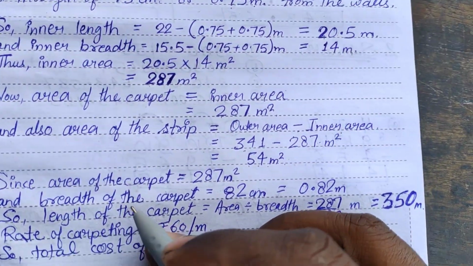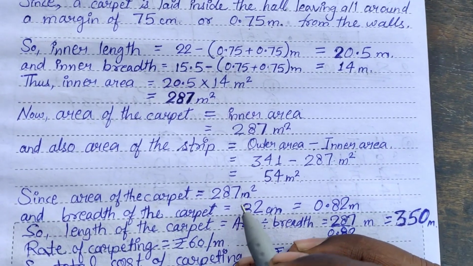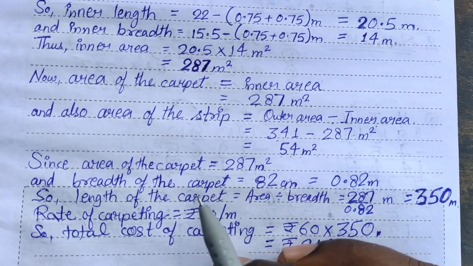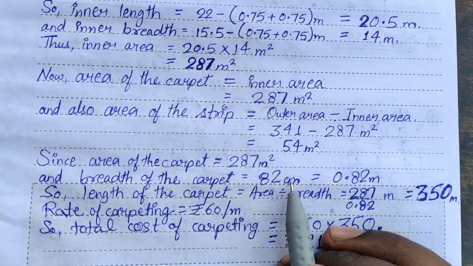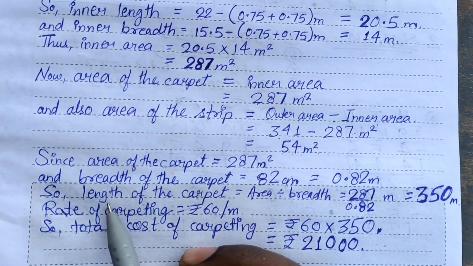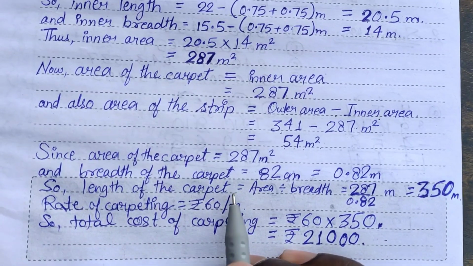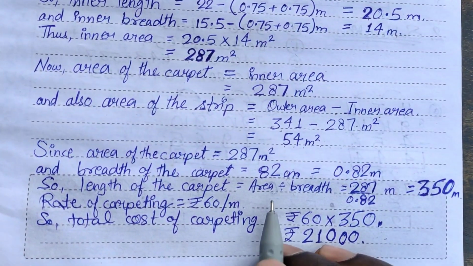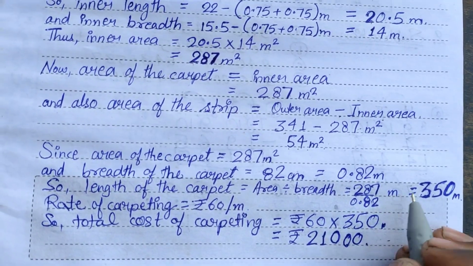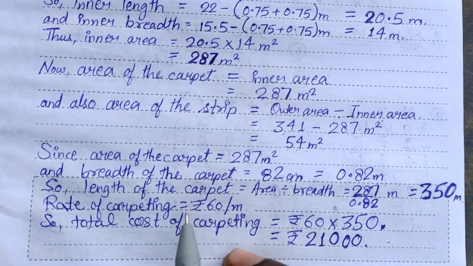Now since the area of the carpet is 287 meter square, area of the carpet is given, and breadth of the carpet is given. Breadth of the carpet is 82 centimeter. Converting it into meter, we have 0.82 meter. So we have to find the length of the carpet. So length of the carpet goes like area divided by breadth. Area we have 287 divided by breadth 0.82 meter. We have 350 meter as length of the carpet, total length of the carpet.